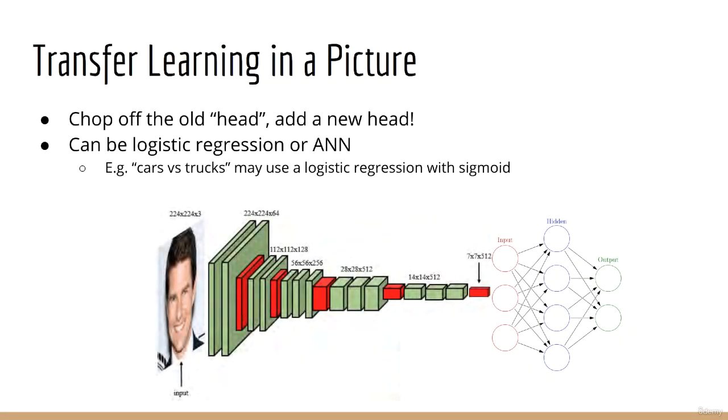So here's how transfer learning works. What we do is we chop off the head, keep the body, which is a useful feature transformer, and then attach our own head. This head can be used for whatever task we want to perform, for example, identifying cars and trucks. In that case, we might use a logistic regression with a sigmoid output, since as you recall, the sigmoid activation is the appropriate activation function for binary classification. Optionally, you could add more layers to make it a feed-forward ANN.